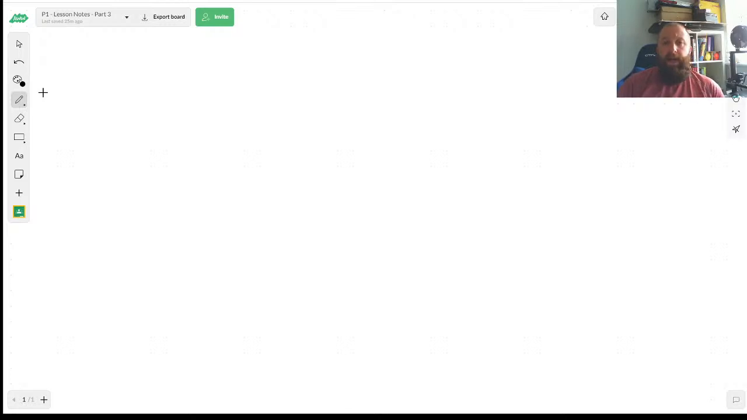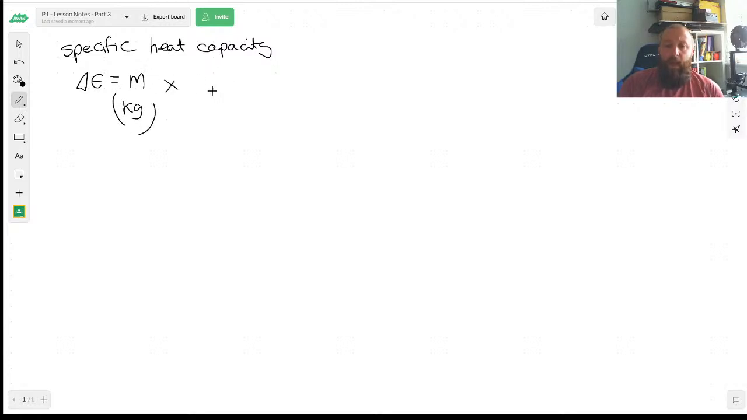So what we looked at last week, to start properly now, was this idea of specific heat capacity. If you can remember the definition, it was the amount of energy required, so the energy that's being transferred, and remember this little triangle just means the change in energy, to raise the temperature of 1 kilogram of a substance by 1 degree Celsius. So we've got a change in temperature as well.